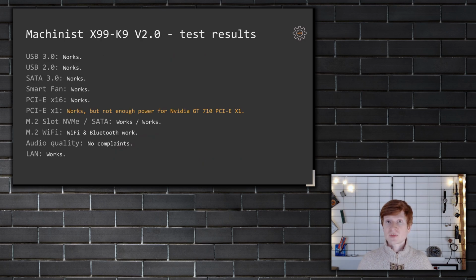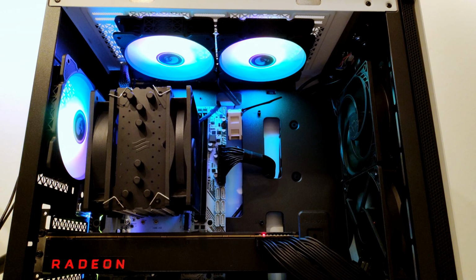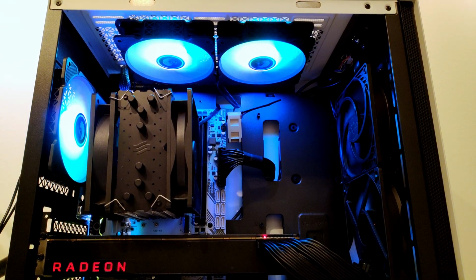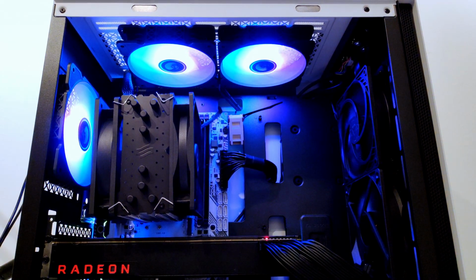Other than that, everything else on K9 version 2 works exactly the same as on K9 version 1. On the version 2, you will find an unknown LED indicator, which is supposed to indicate NVMe SSD load.